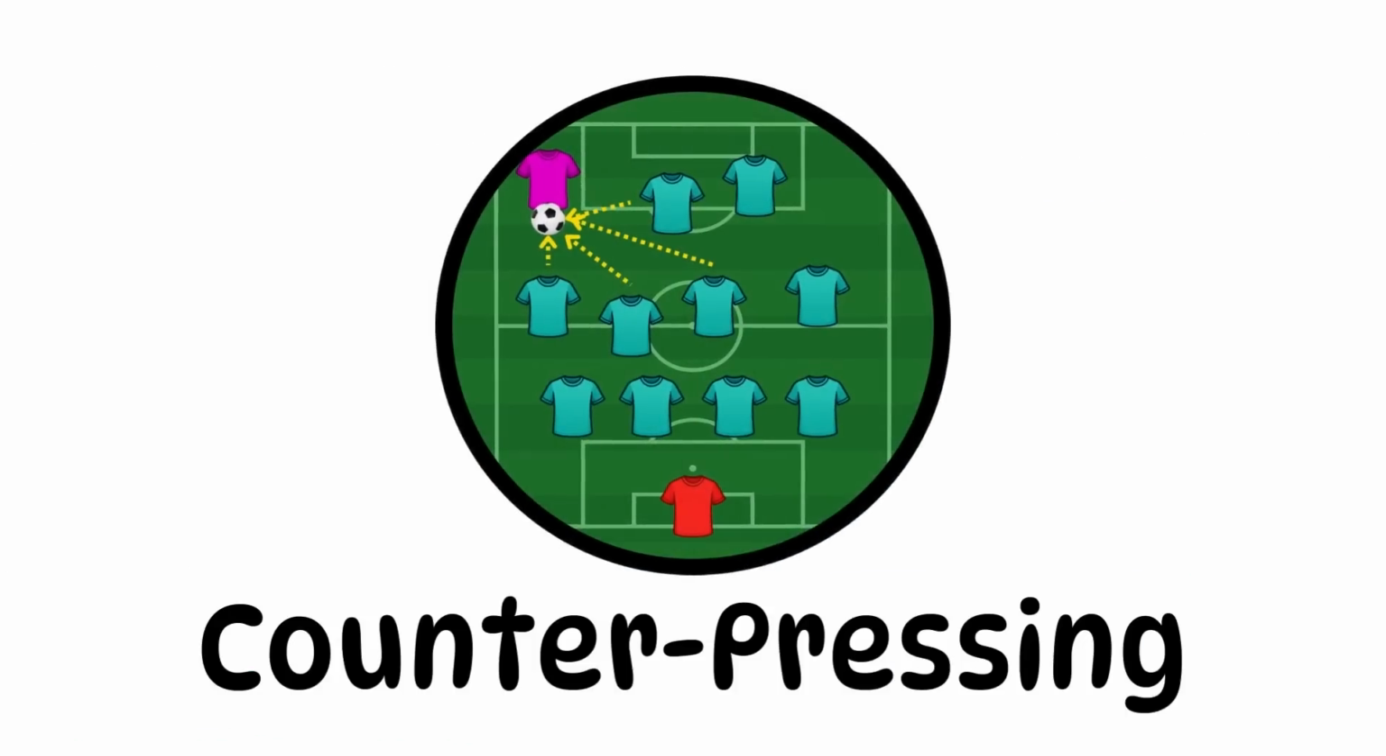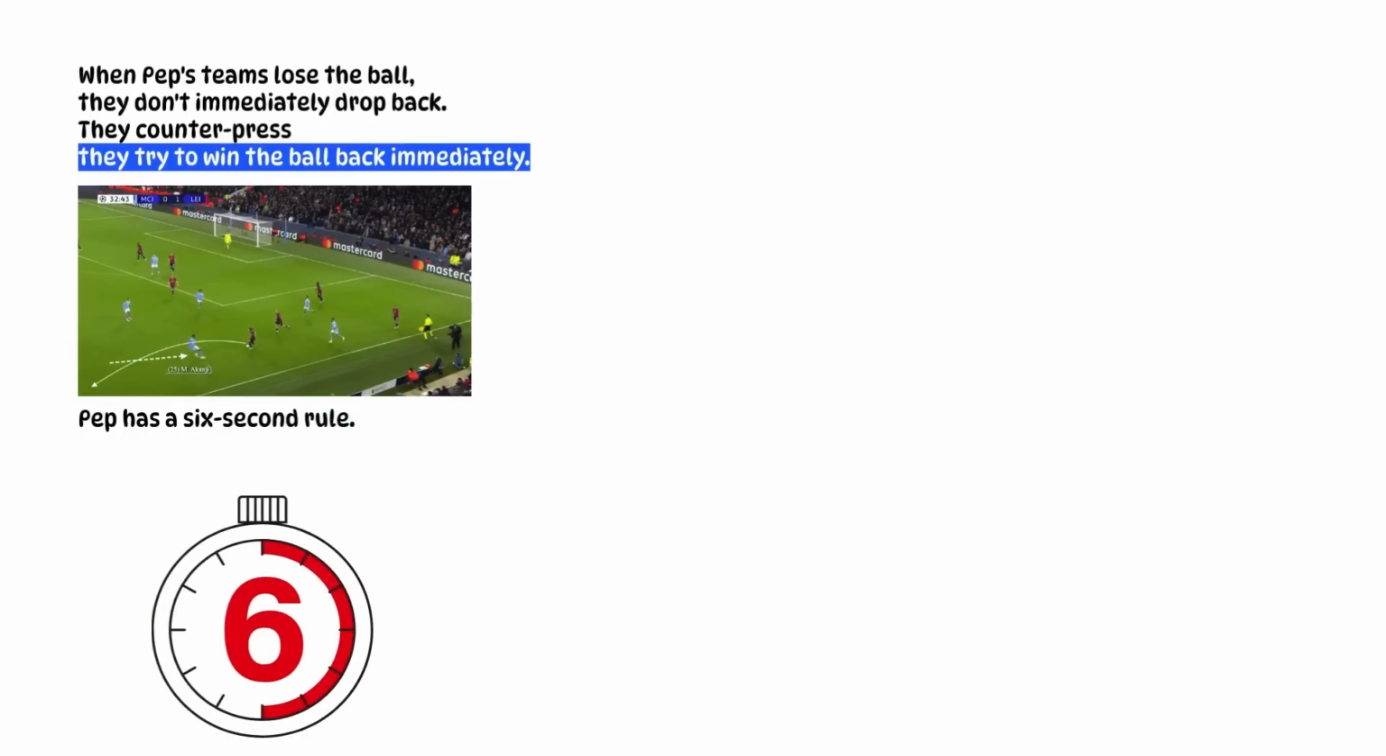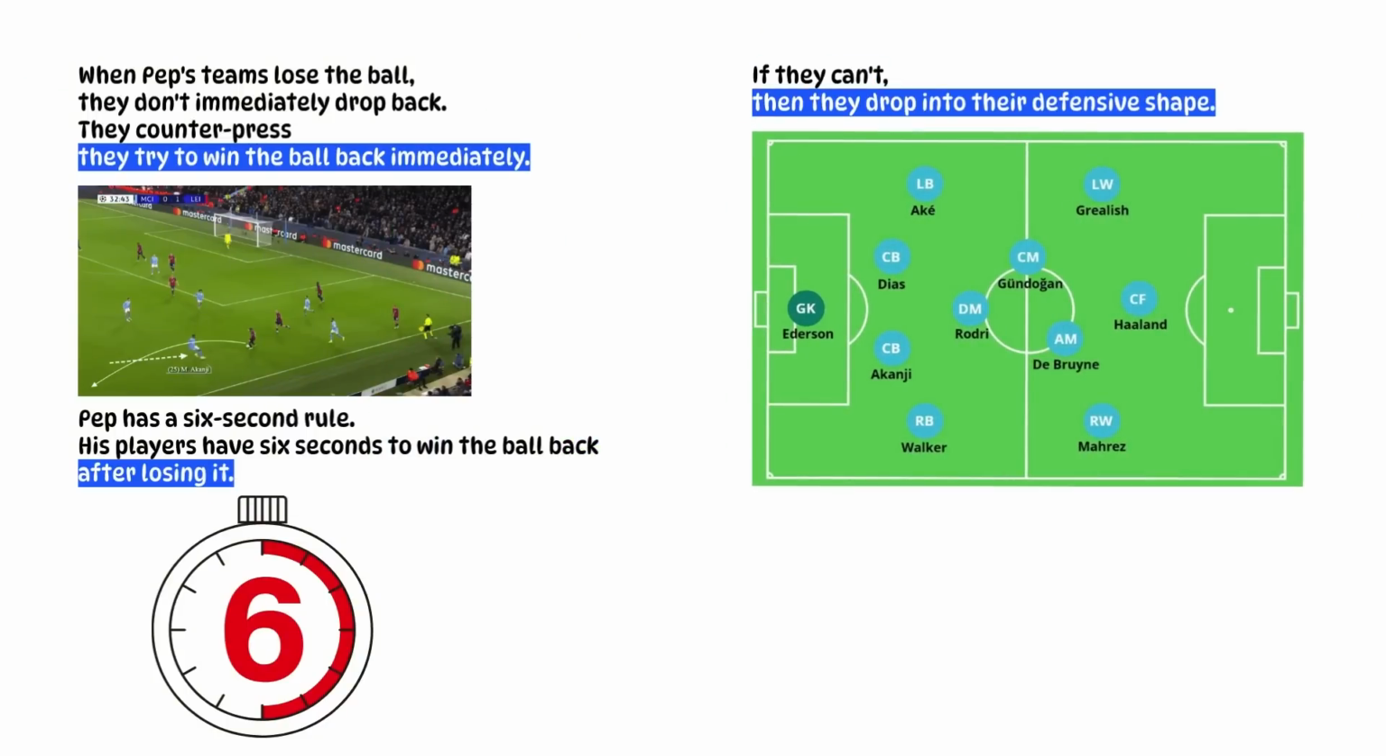Counter-pressing. When Pep's teams lose the ball, they don't immediately drop back. They counter-press. They try to win the ball back immediately. Pep has a 6-second rule. His players have 6 seconds to win the ball back after losing it. If they can't, then they drop into their defensive shape.